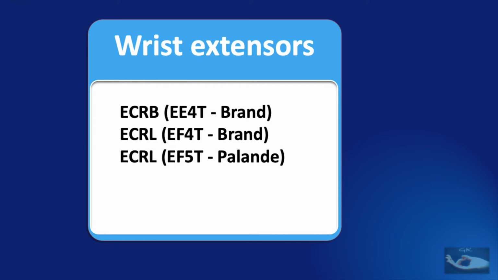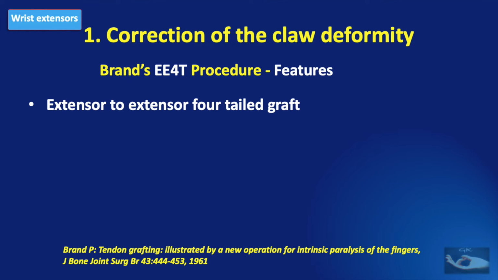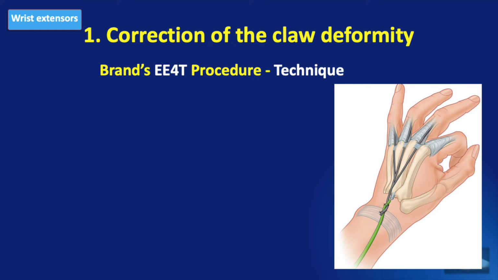The wrist extensors play a very important role as tendon transfers for correction of the claw deformity. The extensor carpi radialis brevis and the extensor carpi radialis longus are used in different procedures like the EE4T, EF4T and the EF5T. The EE4T procedure, or the extensor to extensor 4-tailed graft, was described by Paul Brand in 1961. The technique of performing this procedure is as follows.